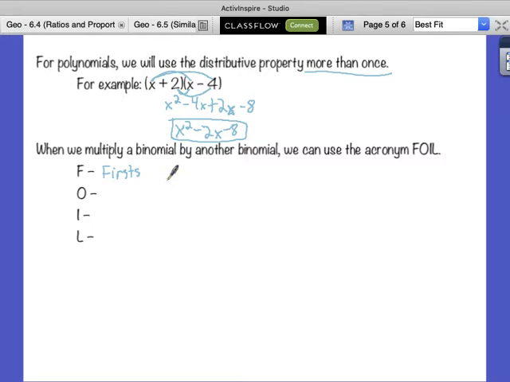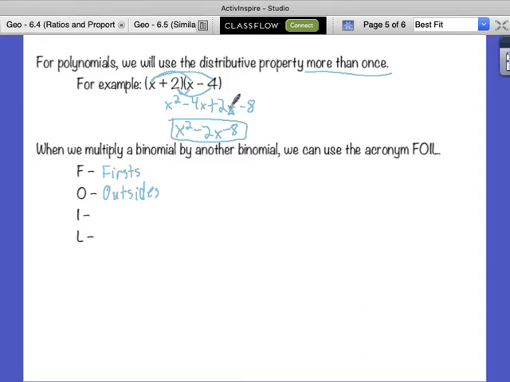So here, the first thing we did was x times x. Well, what comes first in this parenthesis? What comes first in this parenthesis? X. So we did the first thing times the first thing, x squared. Then we do the outsides. If we look at this whole problem, what's on the left outside? X. What's on the right outside? Negative 4. So we did x times negative 4. That's what we did second.